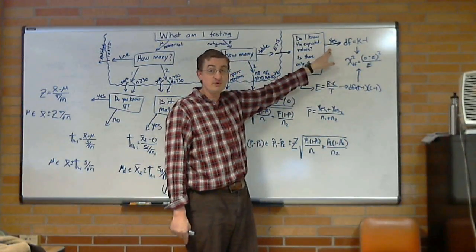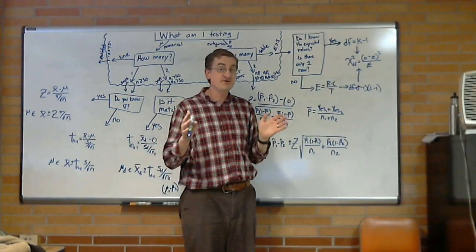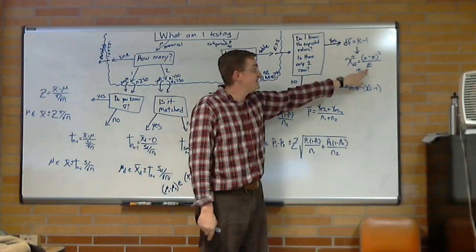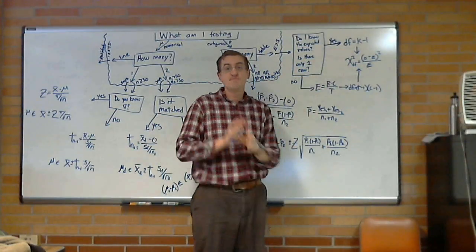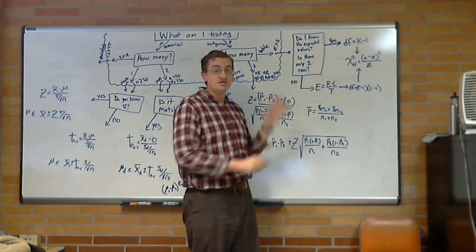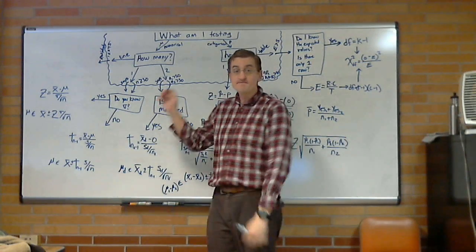If we only had one row, if we did know those expected values from the beginning, then our degrees of freedom would just be k minus 1, which then leads us to our chi-square test. Both of them use the same observed minus expected, squared, over expected. So that fleshes out all this except for regression.